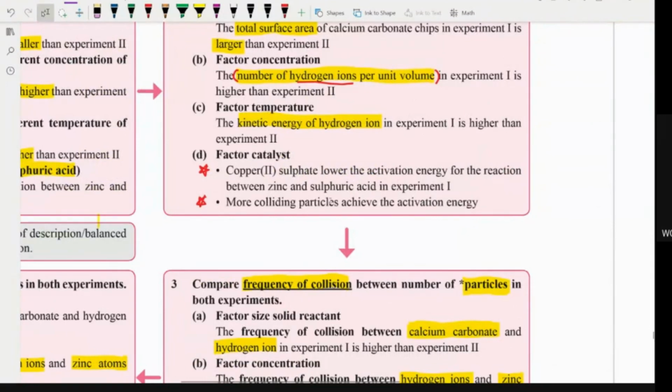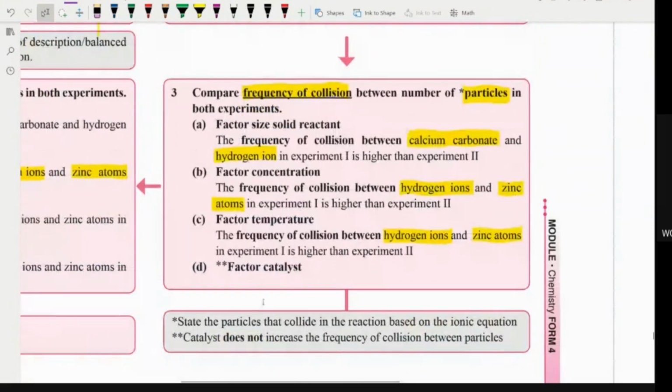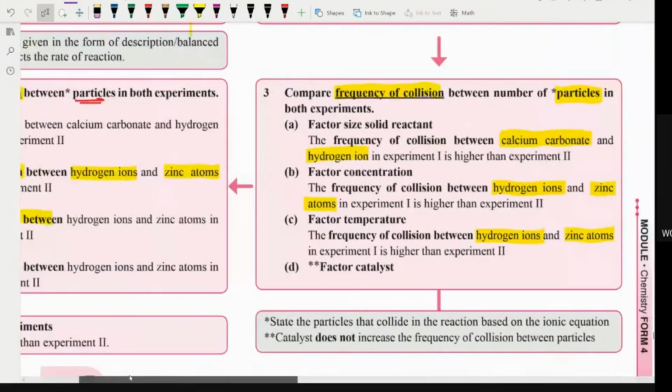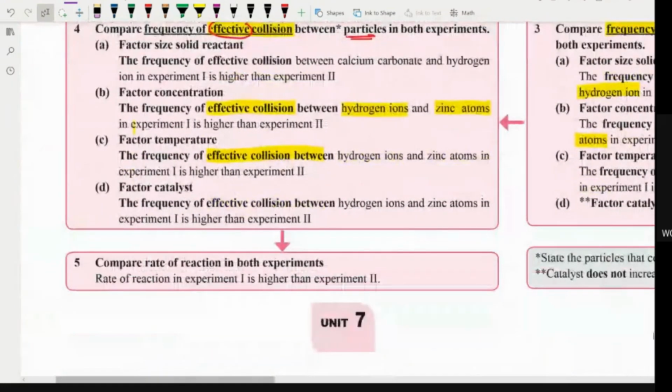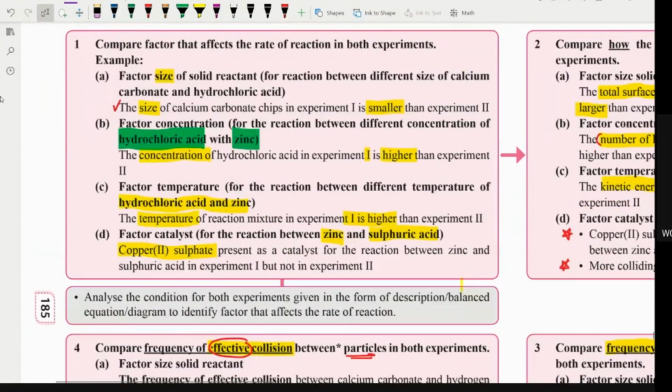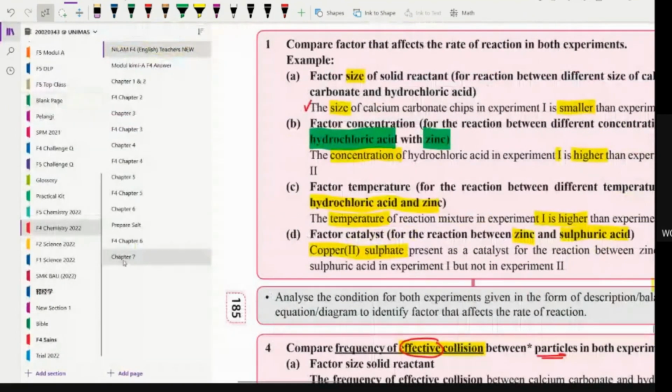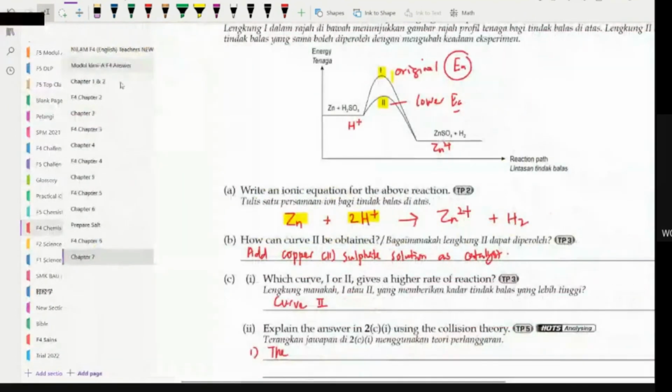So more colliding particles achieve the activation energy. For this one, no points, directly go to the frequency of collisions between the hydrogen ions and zinc atoms in curve 2, which is higher than curve 1. So the rate of reaction in curve 2 is higher than curve 1. Okay, all clear, class? You can always refer to this.